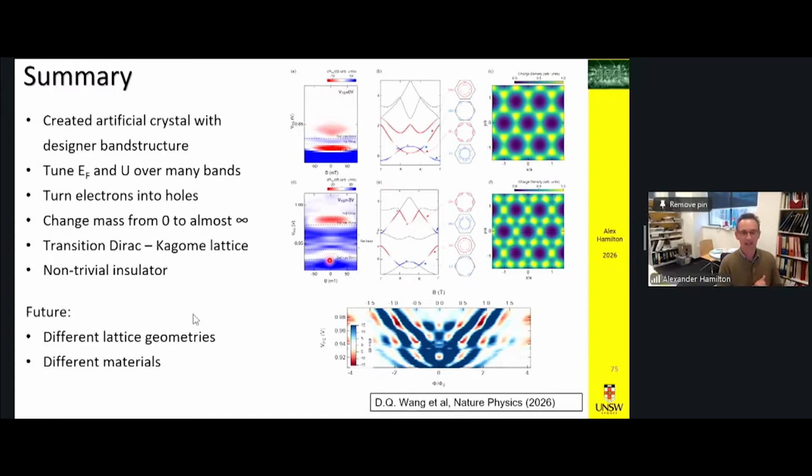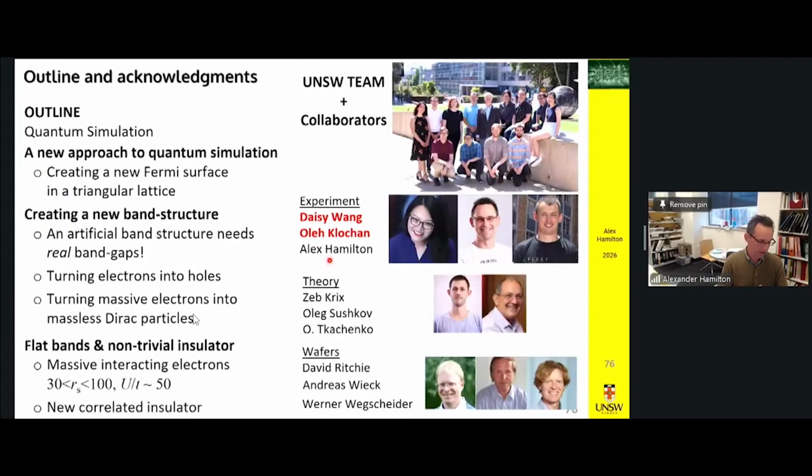And I think in future, it will be very interesting, having developed this platform, to look at different lattice geometries and also different materials. We used gallium arsenide because it's what we're familiar with, but there's plenty of other materials in which we could create low disorder lattices. And so with that, I'd like to thank you for your attention and to thank all of my colleagues and co-workers.